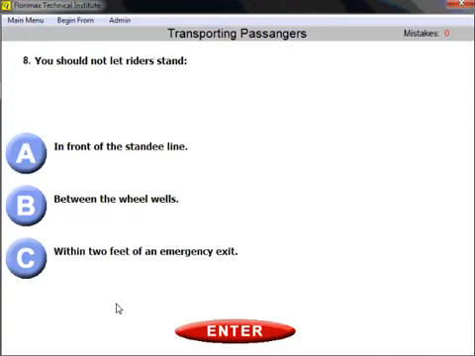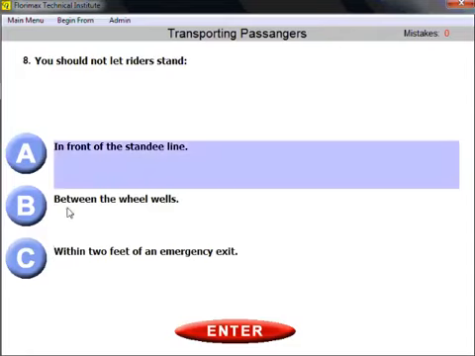Question number 8. You should not let riders stand, your passengers, all right, your riders. You should not let ladies or gentlemen stand in front of the standee line. There is a special line behind you in the aisle between the passenger seats, and it's called the standee line. It should not be crossed by any riders during the transportation, when the bus is actually on the road. Okay, you should not let riders stand in front of the standee line.